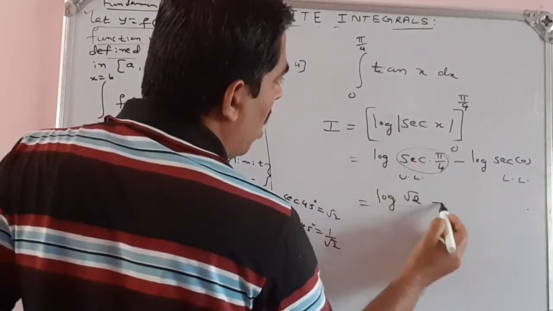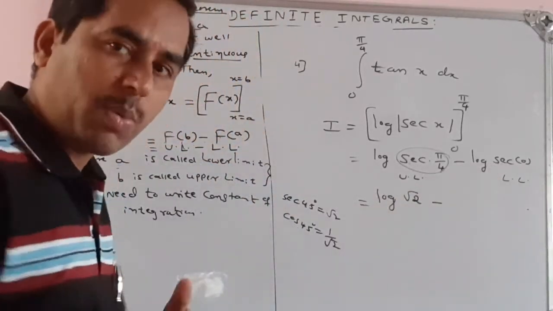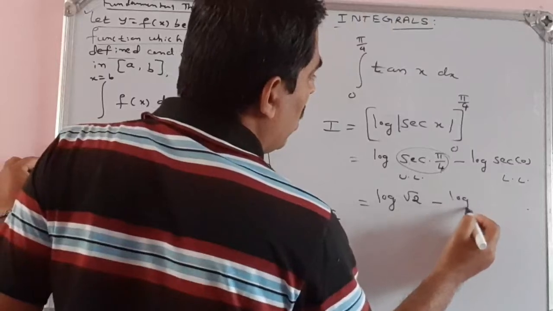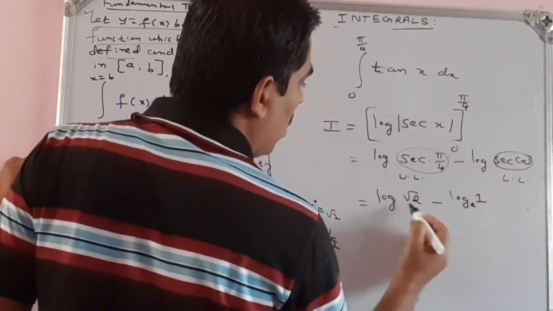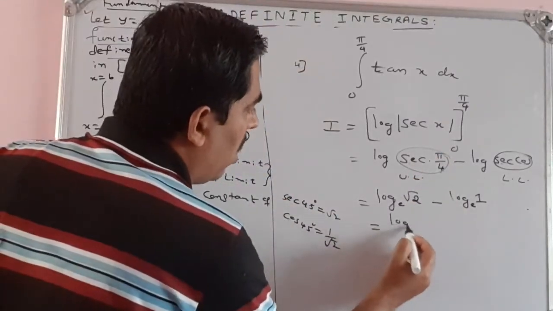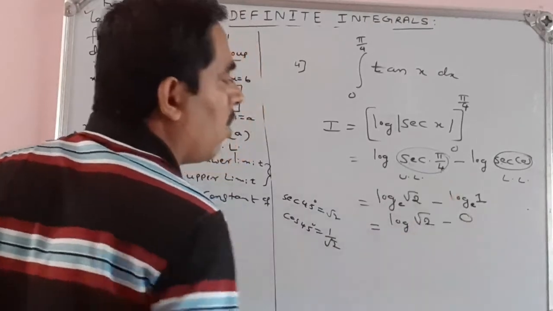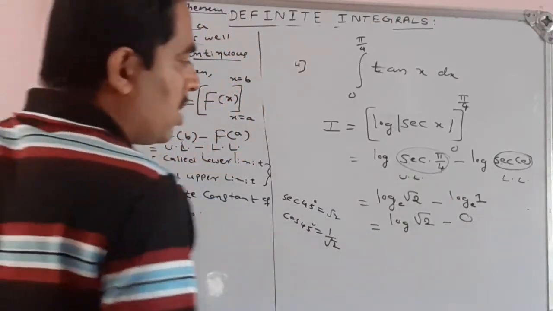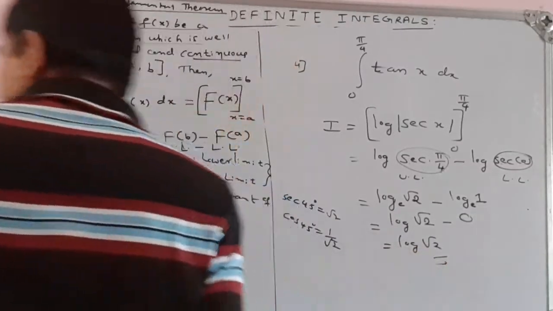Minus, see, secant 0. The value of cos 0 is what? 1. Secant 0 is the reciprocal. So log secant 0, the value of secant 0 is 1. Of course, here we write base e. Then log root 2 minus log 1, that will be what? 0. Log 1 to base e is 0. So my answer is log of root 2.